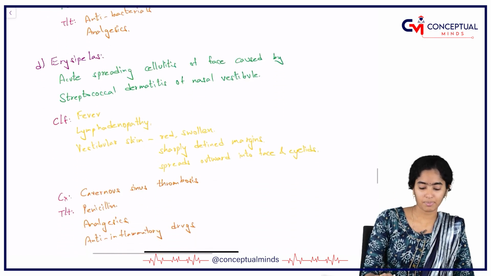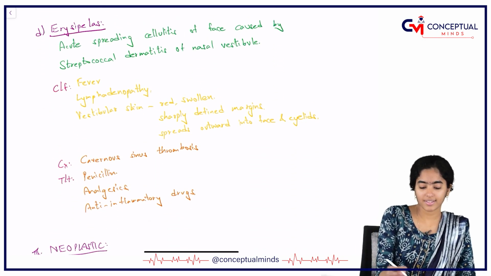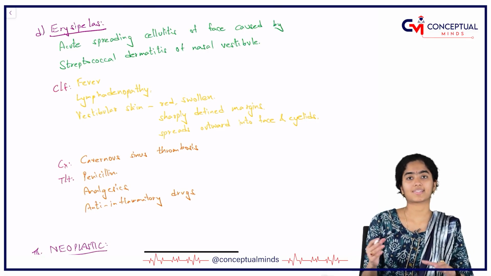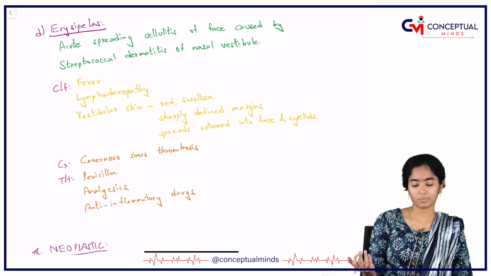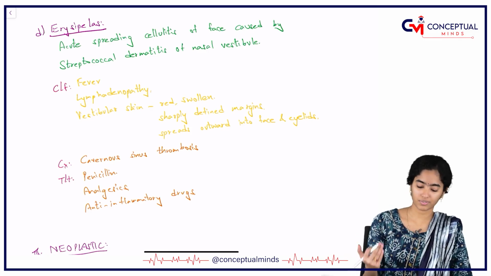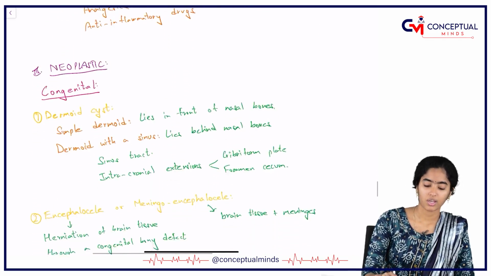Erysipelas is one step more than cellulitis. There is acute spreading cellulitis that has come onto the face also from the nasal vestibule. So fever, lymphadenopathy will be there, and all signs of inflammation in the vestibular area. This can also complicate into cavernous sinus thrombosis.